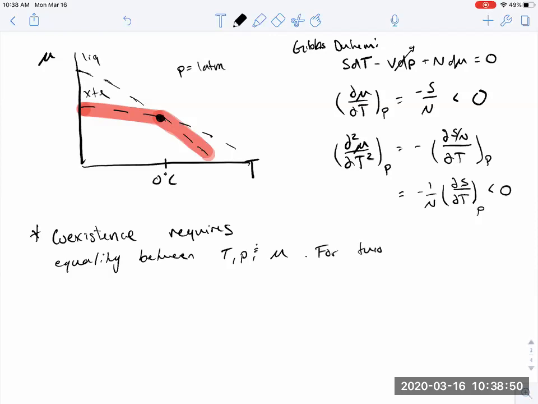So generically for two phases, say alpha and gamma, this occurs when the chemical potential of phase alpha at temperature T, pressure P, is equal to the chemical potential of gamma at that same temperature and pressure. That is the thermodynamic requirement for coexistence.